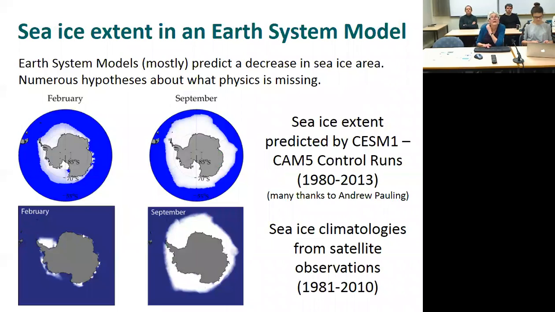Inga Smith, Cecilia Bitz, and Andrew Pauling have been working on this in the model CESM1 CAM5. And here's the kind of prediction that you can get from this model. So on the bottom here, we have sea ice climatologies from satellite. And again, I've just picked out February, which is summer, and September, which is winter. And here's what CESM CAM5 control runs would give you for sea ice extent in February and September. Not perfect, but at least there's more in the winter than there is in the summer.